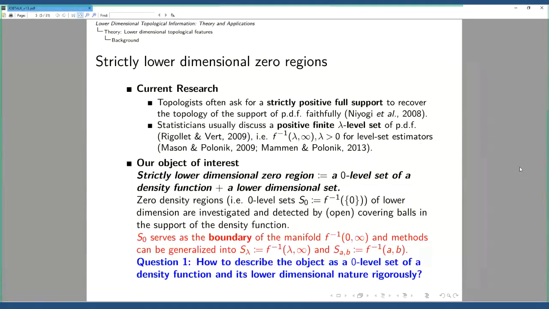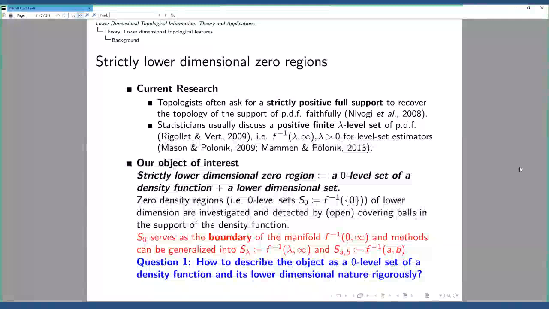For such an object, statisticians developed various kinds of level set estimators, and they were basically categorized into two major approaches. One is known as the plug-in estimator, while the other is known as the excess mass approach. Under some regularity assumptions, both kinds of estimators have consistency properties as well as asymptotic properties, for example, a central limit theorem. Our object of interest is even more specific.